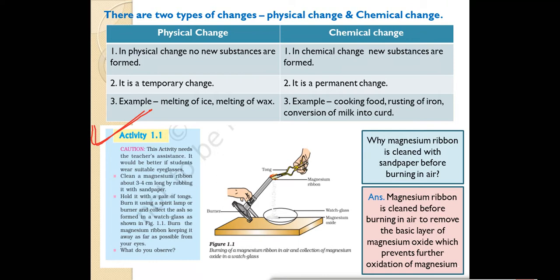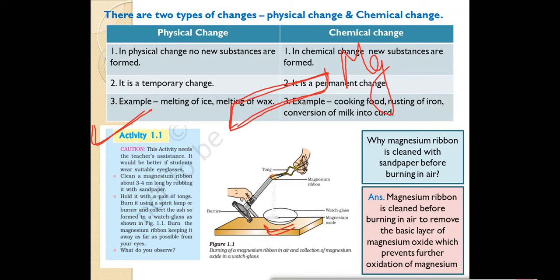So in this activity, first of all we have to take a magnesium ribbon. One magnesium ribbon we have to take. Symbol of magnesium is Mg. After that we have to clean the magnesium ribbon with sandpaper, and after that we have to burn the magnesium ribbon. When you burn the magnesium ribbon, the ash will be collected in this watch glass.